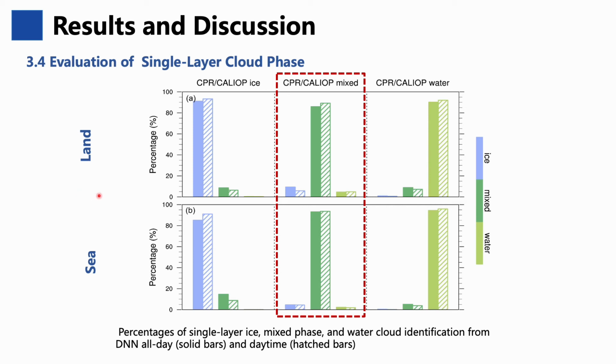Furthermore, the difficulty of cloud phase detection is compounded by the mixed phase clouds, since water and ice clouds could both easily be confused with the mixed phase cloud. Single layer mixed phase clouds identified by the two models are also investigated, showing that the DNN model can identify the mixed phase clouds correctly with the HRs above 86% and 93% over the land and water surface respectively.